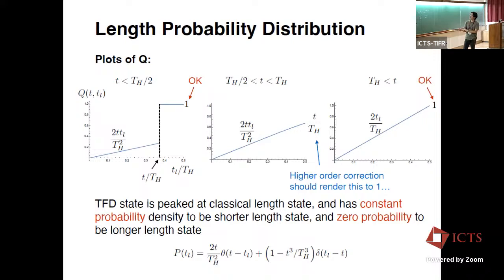So we have seen that the constant probability density for the shorter length state, and we have zero probability for the longer length state, as we can see from this probability being 1.